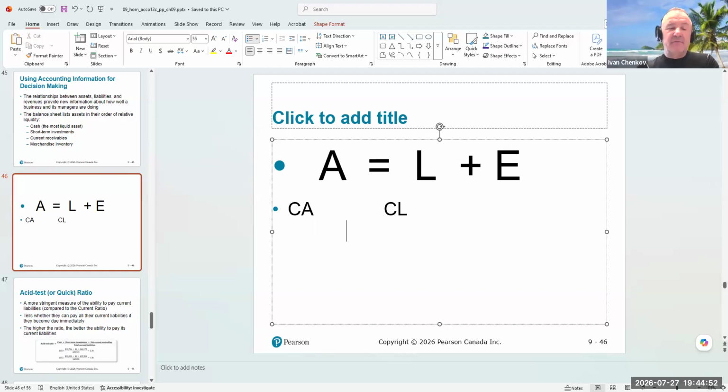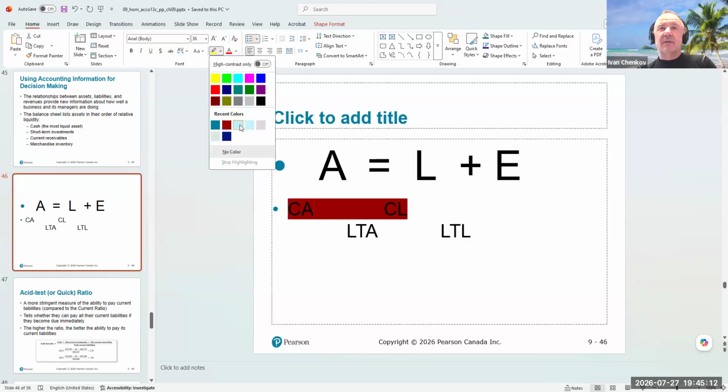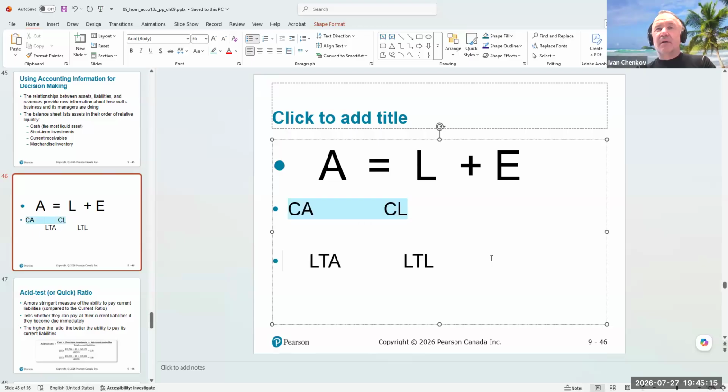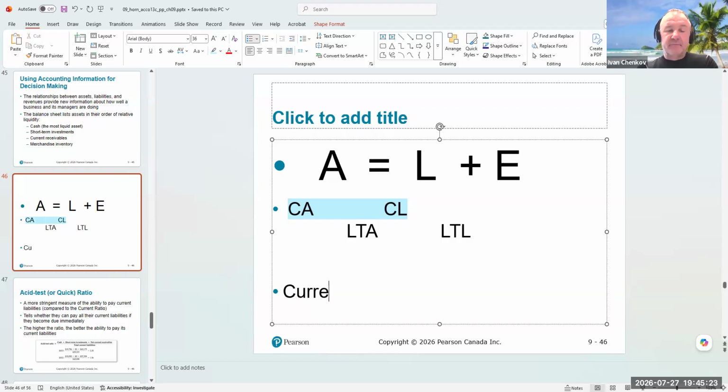On the assets also, we're going to have long-term assets and long-term liability. So what we're going to see, we're going to match the current assets with the current liability first, and we're going to calculate the current ratio. And the current ratio is going to be simple: current assets divided by current liability.